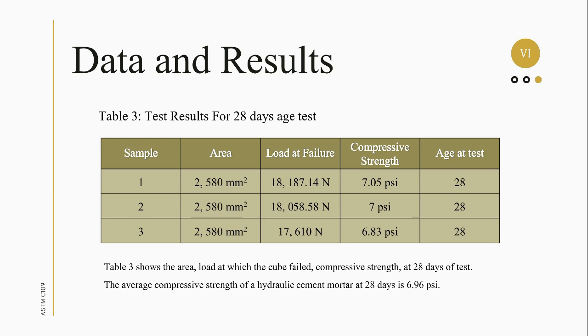Sample 2 has a load at failure of 18,058.58 Newton and leads to a compressive strength of 7 psi. And Sample 3 has a load at failure of 17,610 Newton and has a compressive strength of 6.83 psi. The average compressive strength of a hydraulic cement mortar at 28 days is 6.96 psi.